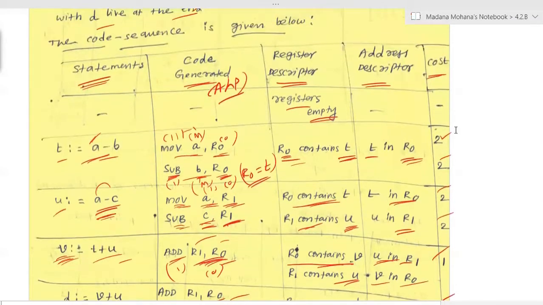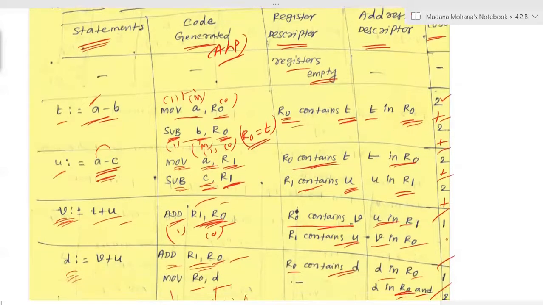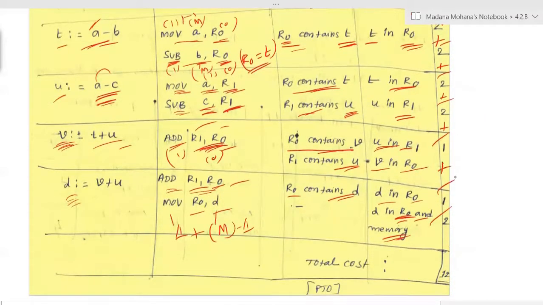So now you have to add all the instruction costs. Here you get 2 plus 2 is 4, plus 2 is 6, plus 2 is 8, plus 1 is 9, plus 1 is 10, plus 2 is 12. So the total cost is 12. This is the total cost of the entire program generated here.